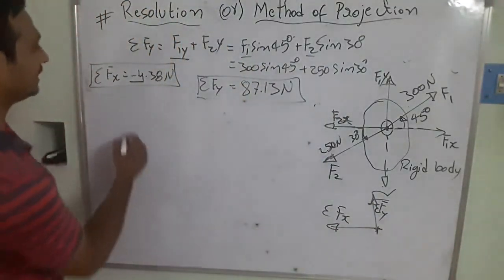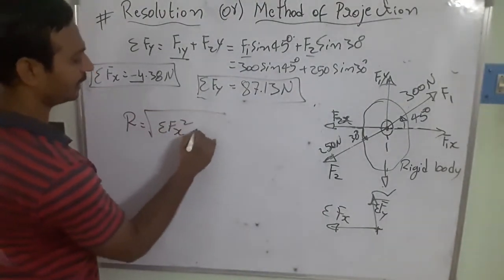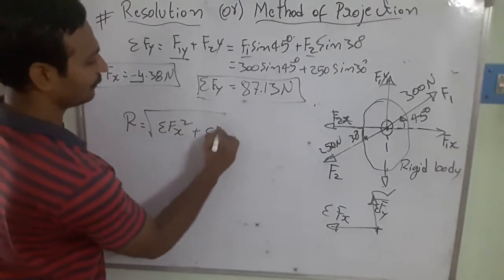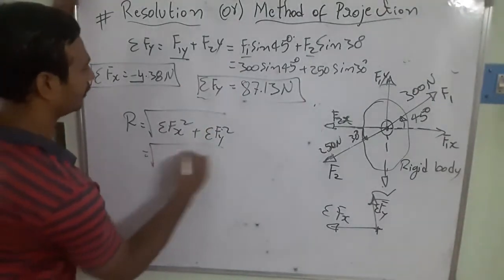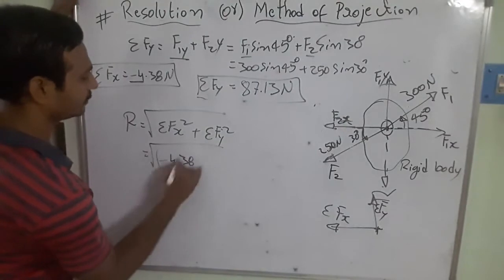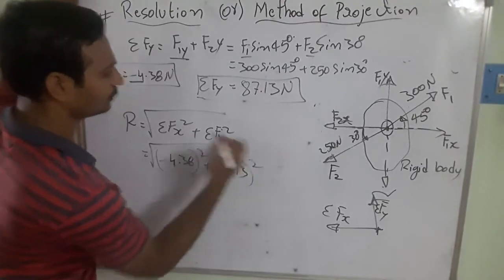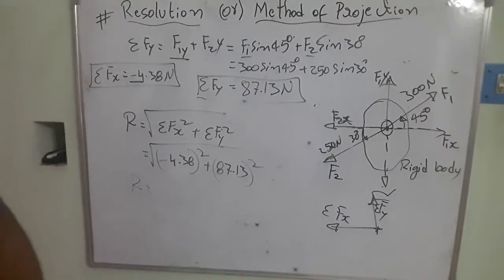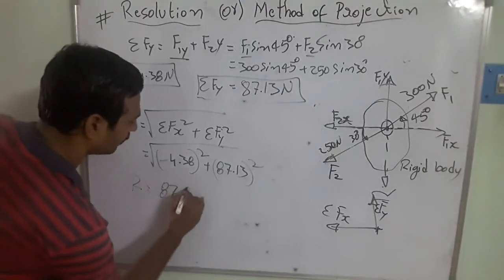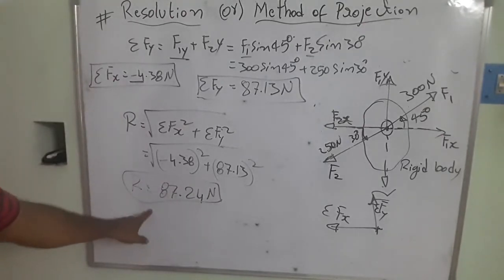So then what is the resultant component? R is equal to, we already have the formula, the square root of the summation of the forces in the x direction whole square plus the summation in the y direction, that means Fy whole square. Substituting these values, the square root of minus 4.38 whole square plus 87.13 whole square. Finally R is equal to 87.24 newtons. So this way we calculate the R value, that is the resultant component.